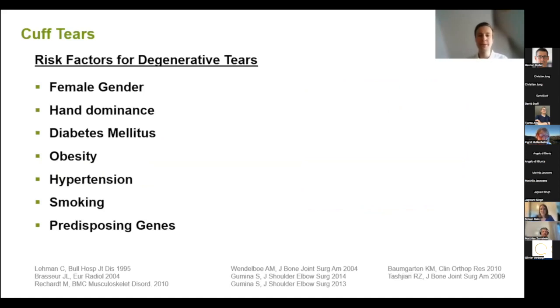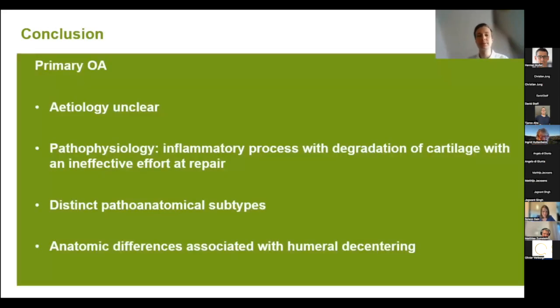Although the pathophysiological theories are not conclusive, some clear risk factors have been described, making specific subgroups of the population susceptible for cuff tears. Apart from the obvious aging factor, the remaining factors include female gender, hand dominance, diabetes, obesity, hypertension, smoking, and predisposing genes.